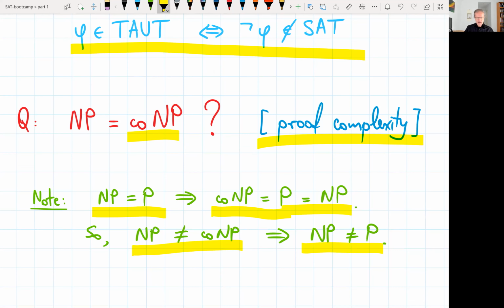So we have a conjecture that NP is different from co-NP. This is the conjecture that people in proof complexity are trying to pursue. So what this observation says is that proving the conjecture that NP is different from co-NP would imply the proof that P is different from NP. So proving NP is different from co-NP is even harder than just showing that SAT is not in polynomial time.